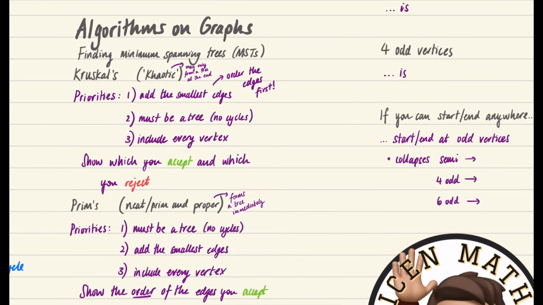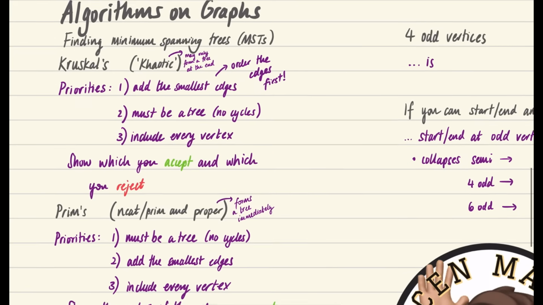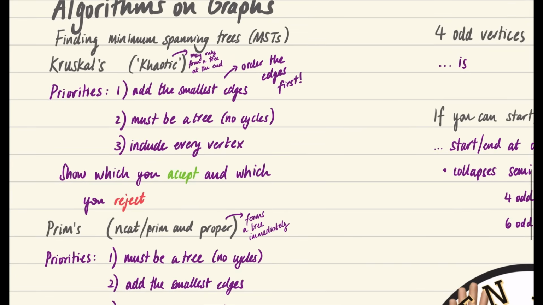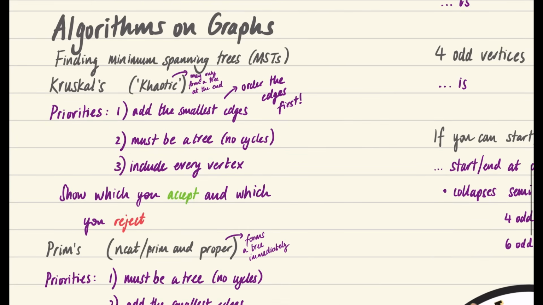So for algorithms on graphs, the first one is about finding minimum spanning trees. You should know what a minimum spanning tree is, so I haven't defined that here. And we have Kruskal's algorithm, which I said in the notes is a bit like chaotic, K for chaotic, because it may only form a tree at the end. It might not look like it's growing neatly like a tree, so it can be quite a chaotic kind of algorithm. And the tip for this one is to order all of your edges first from smallest to biggest, and you're going to just add all of the smallest edges on. That's your number one priority, is to use the smallest edges.